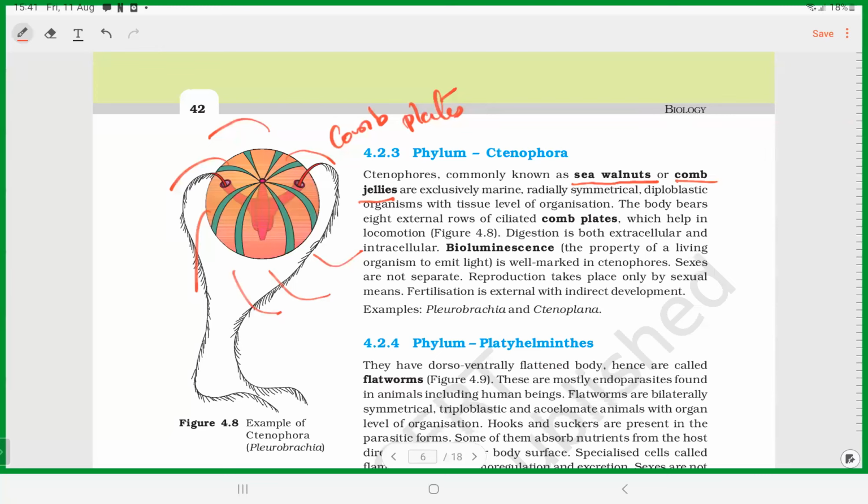And then the next one is the bioluminescence property. What is the bioluminescence property? They absorb light at one particular wavelength and then emit light at another wavelength. They receive light and then emit light, not transmission, it is emission. That's a very, very important property of Ctenophora. And then look into the sexes and reproduction. The sexes are not separate. Means they fall under what?